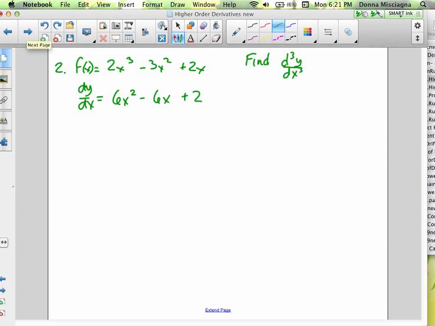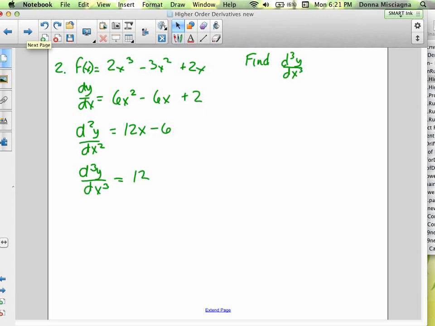Now we want the second derivative, d2y dx2. So we're taking the derivative of y for a second time with respect to x. The derivative of 6x squared is 12x, and the derivative of negative 6x is negative 6. The derivative of the 2 is 0. Oh, and I guess I gave this one away when we were looking at the last one, because we are taking the derivative of 12x minus 6, what we had on the last page. The derivative of 12x is just 12, and then we're done, because the derivative of negative 6 is 0.